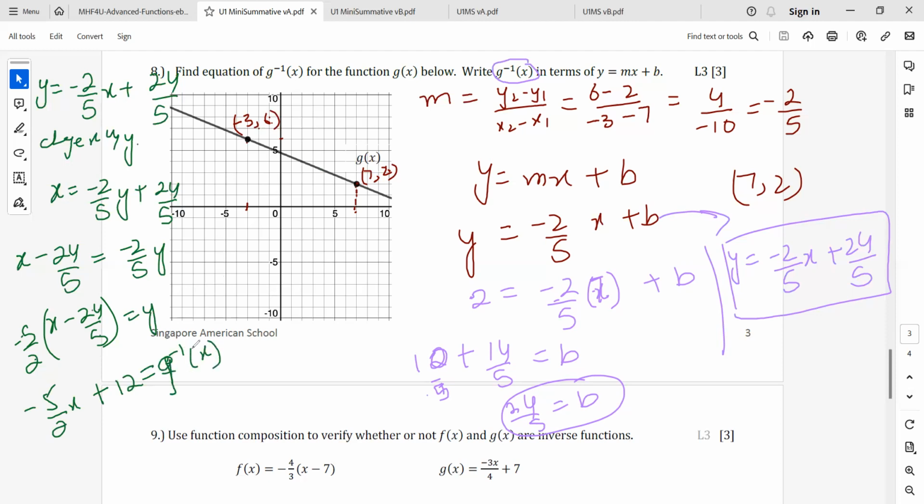Sorry, it's g inverse x. So we got the function g inverse x.